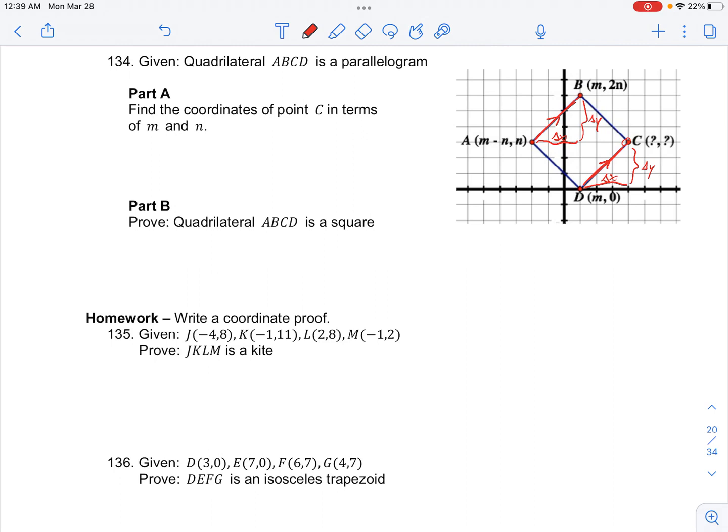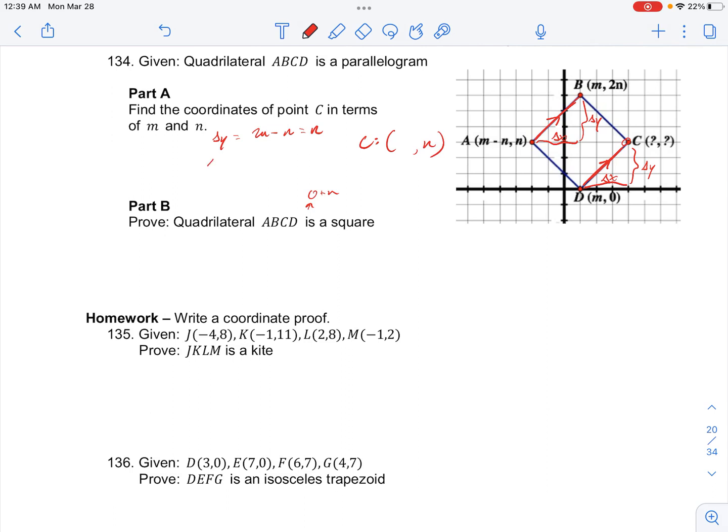So this delta y is equal to the y coordinate of B, that's 2n, minus the y coordinate of A, that's n. So that gives us a change in y of n. From D to get to C, we need to add n to the y coordinate. So the y coordinate of C is 0 plus n, that's n.